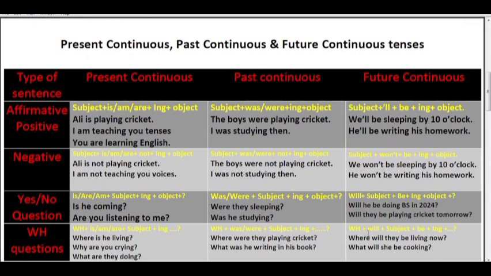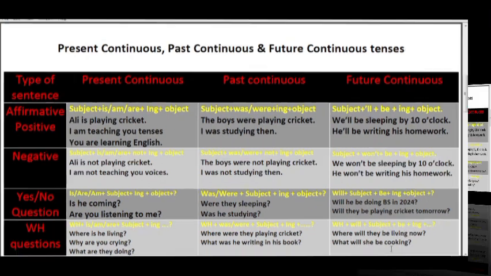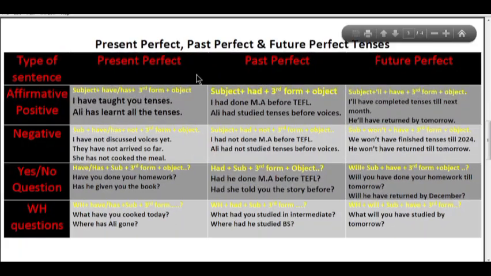In future continuous, we introduce WH words followed by will, then subject, then be, and then the ing form, and finally the question mark. For example, where will they be living now? Or what will she be cooking? Etc. Next, we have perfect tenses. So we have three perfect tenses: present perfect, past perfect, and future perfect.